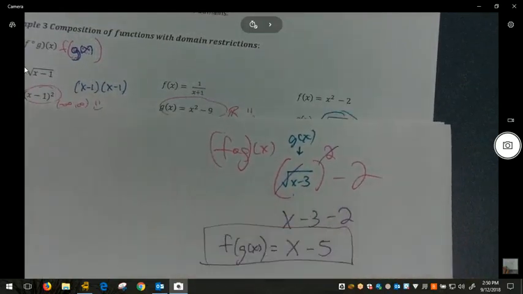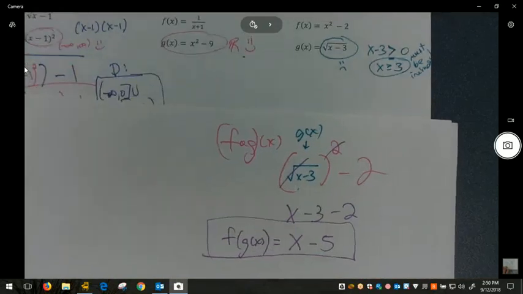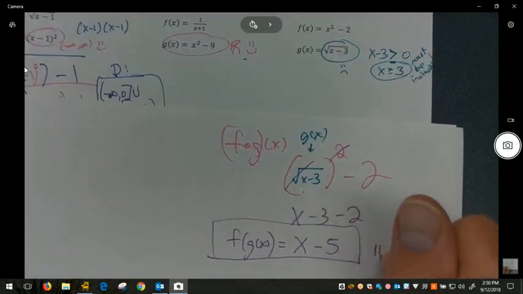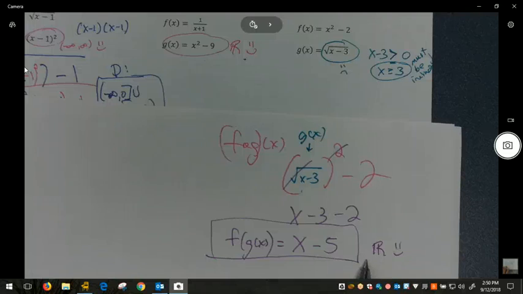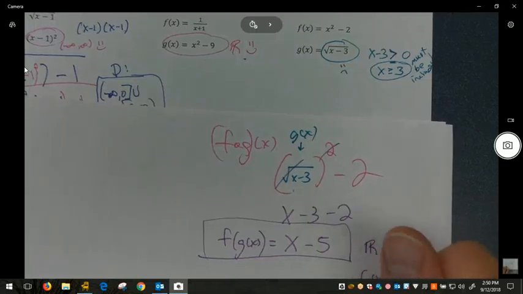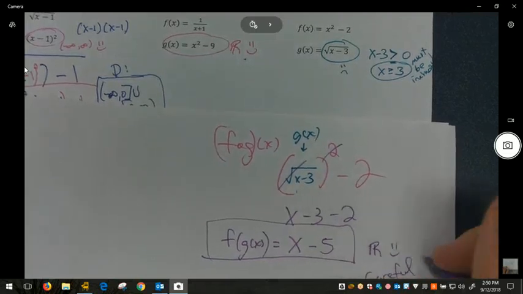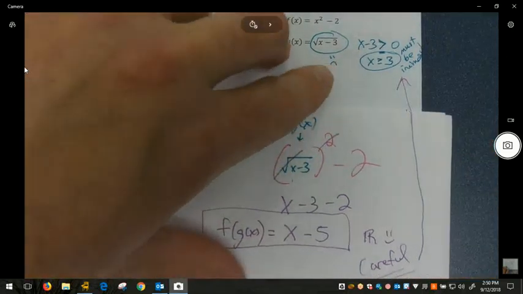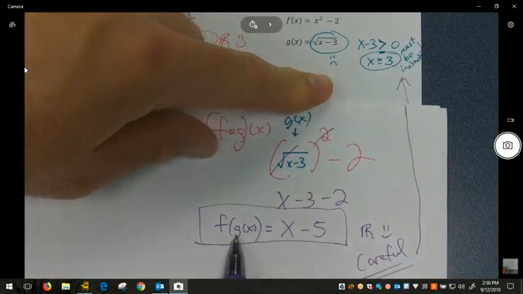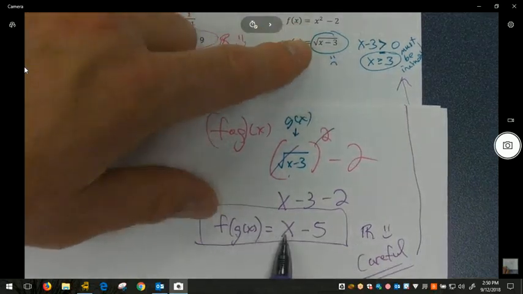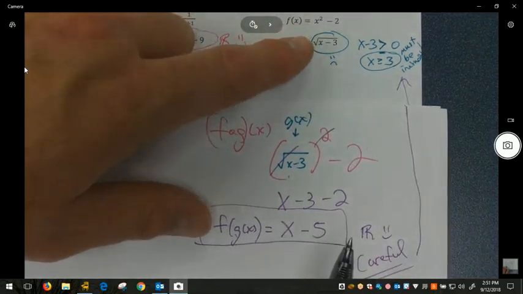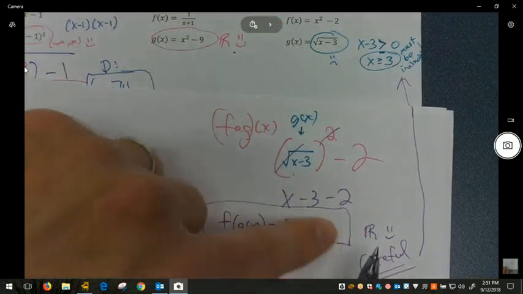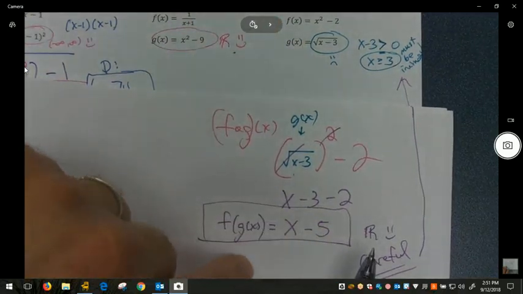This is a linear function, and so you're like, hey, it's a line. There's no domain restrictions for a line, right? We're like, yay, all real numbers. But don't forget, you have to go back to the original g of x. It did have domain restrictions. So even though this is a linear function, the function we plugged into it had domain restrictions that will be a part of this function's domain restrictions.